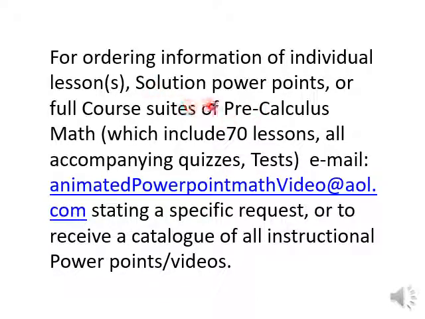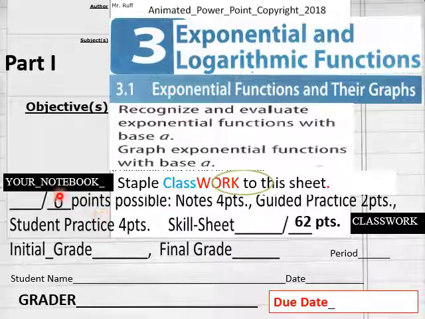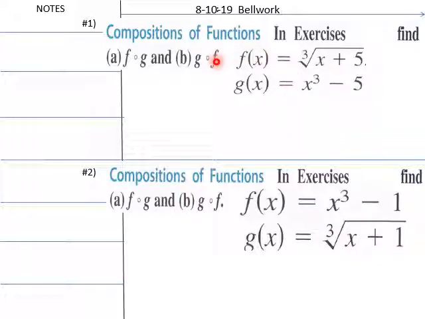Everybody, we're getting ready to do lesson 3.1 today of pre-calculus, part 1. And it's a 62-point classwork lesson. There are 0 points of note-taking today. And teachers, here is the bell work for this lesson today.